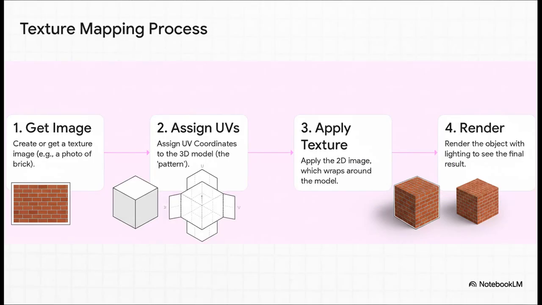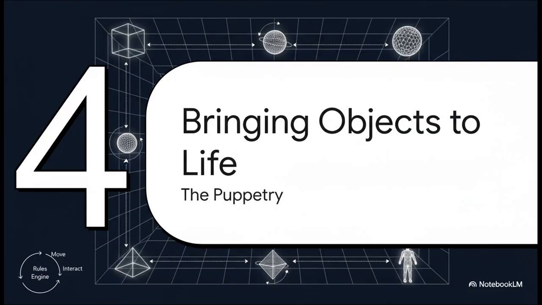So how does that even work? Well, first, you get your 2D picture. Let's say it's a photo of a brick pattern. Then you have to tell the computer how to wrap that flat picture around your 3D shape. This is done by assigning something called UV coordinates. A good way to think of this is like creating a flat sewing pattern for a 3D shirt. The computer uses that pattern to wrap the 2D image perfectly onto the surface. It's so clever.